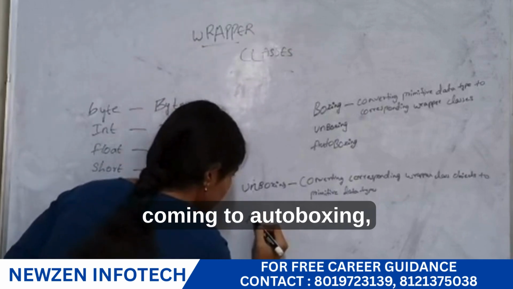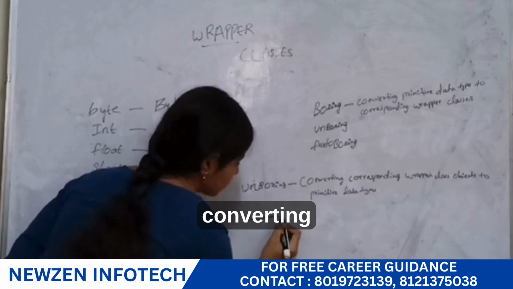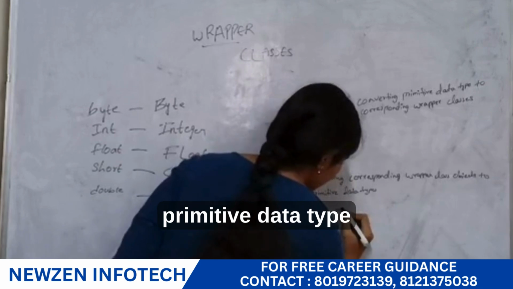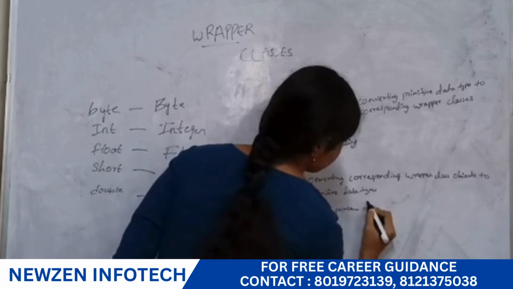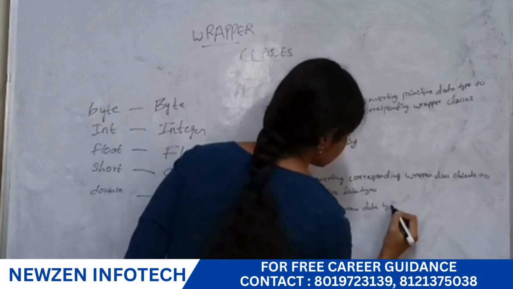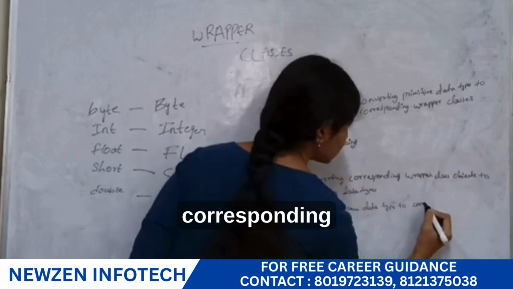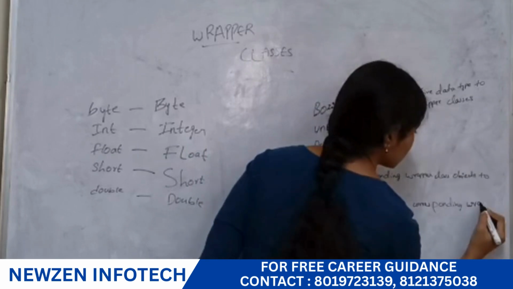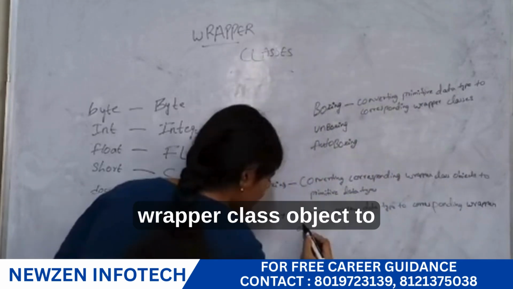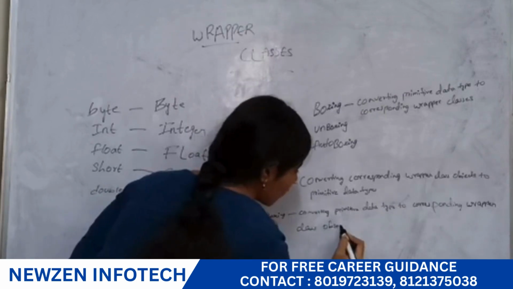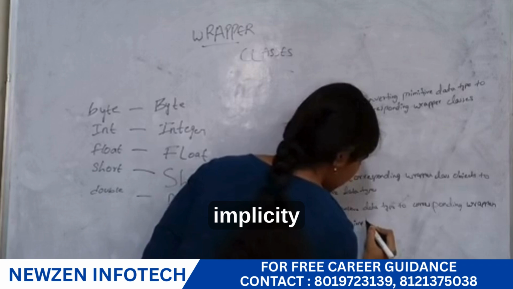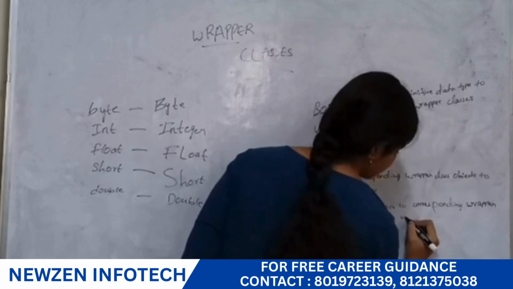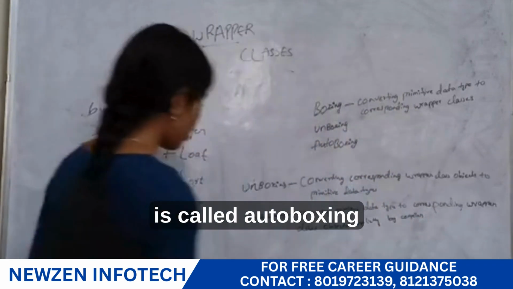And coming to auto boxing, converting a primitive data type to the corresponding wrapper class object implicitly by the compiler is called auto boxing.